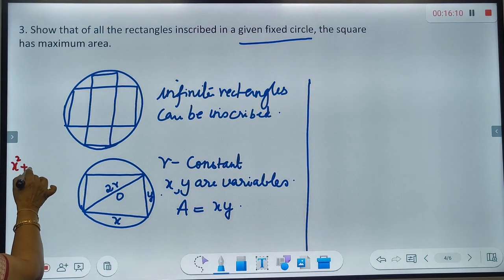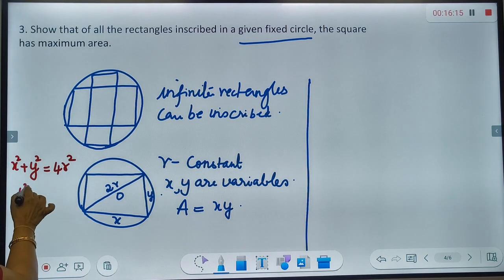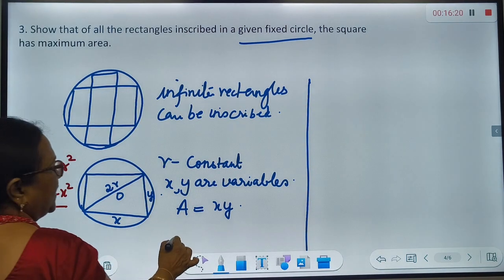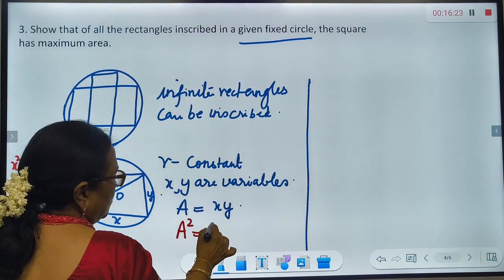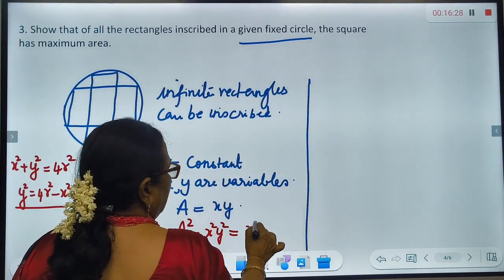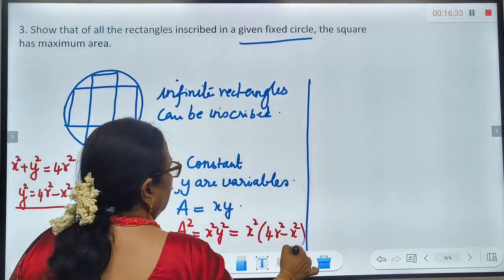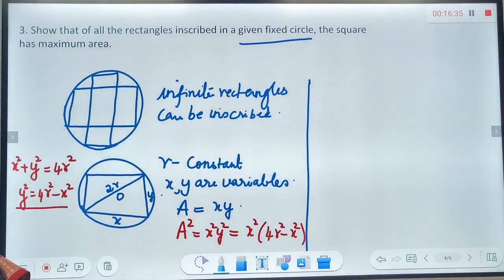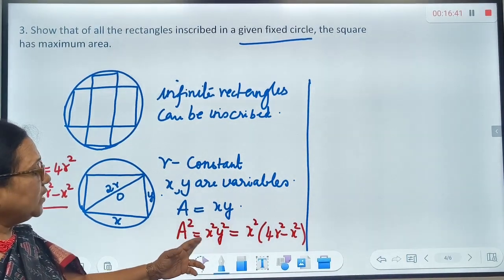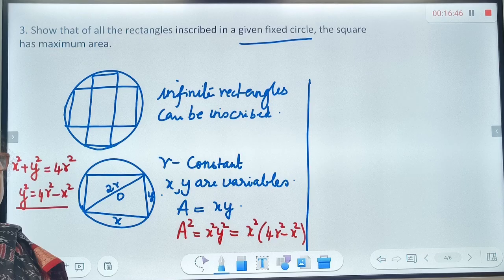x square plus y square equal to 4r square. So y square equal to 4r square minus x square. So A square equal to x square y square, which is equal to x square into 4r square minus x square. See, if A is maximum, then A square also has to be maximum. So I am looking at x square y square by squaring because I need not work with the square root.